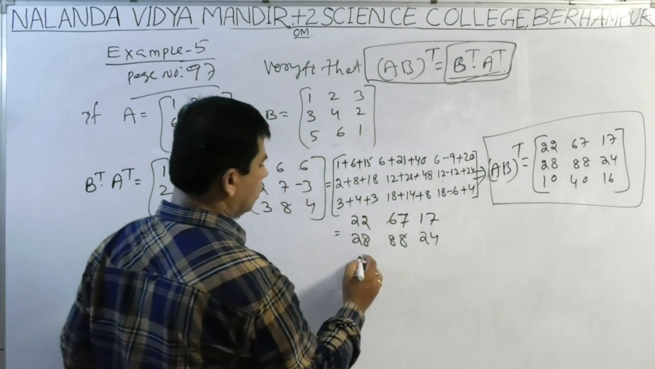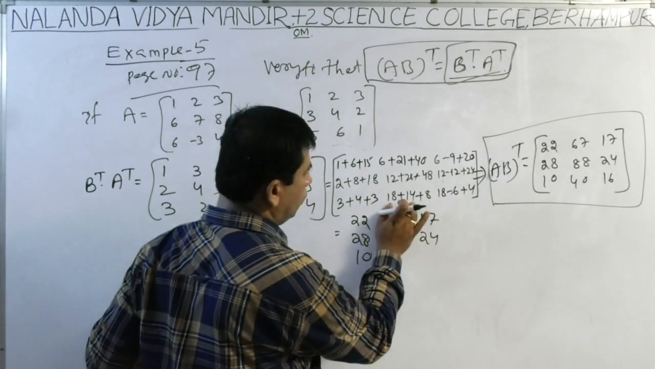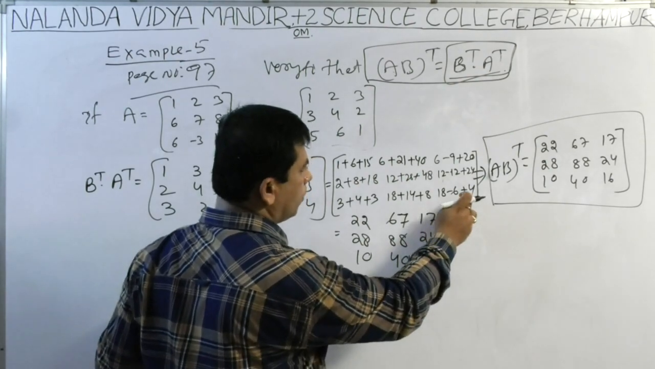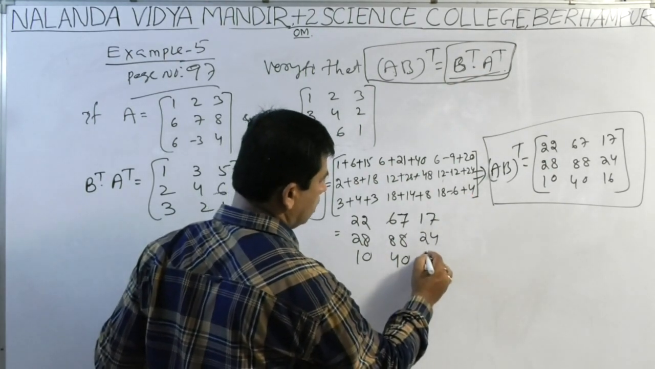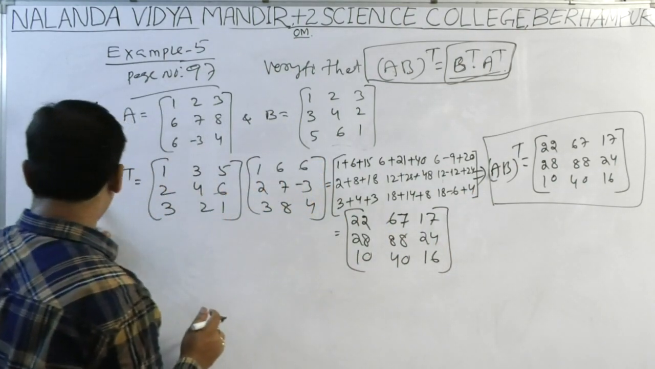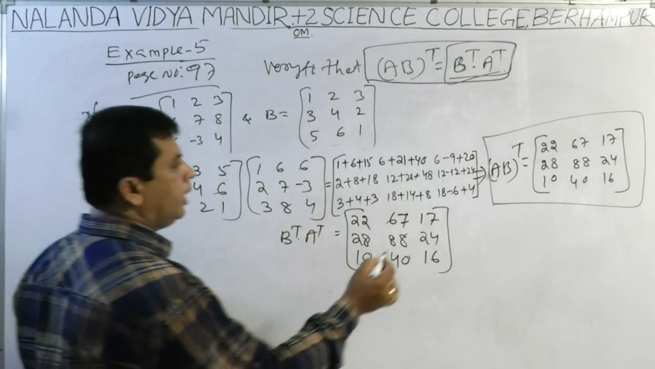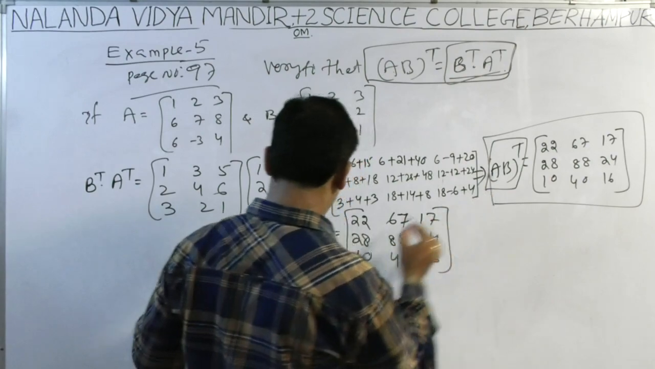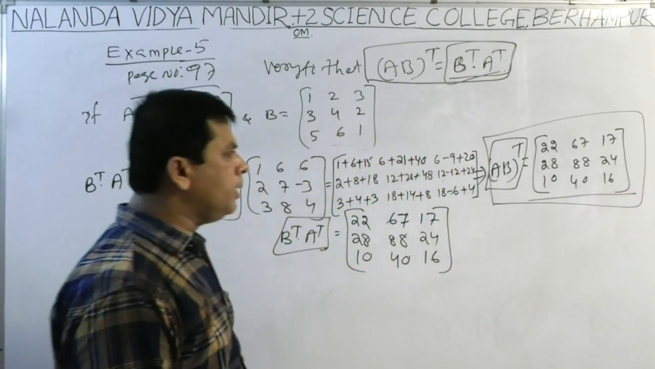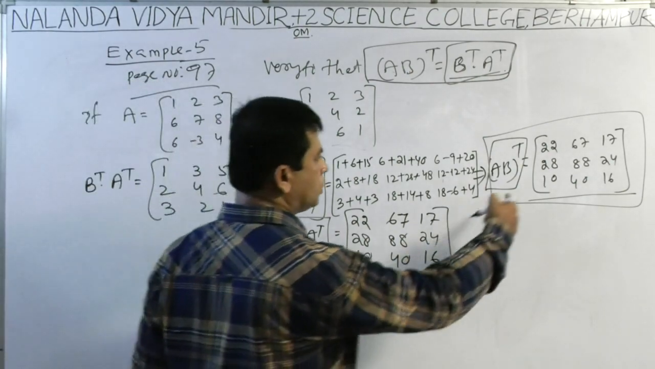3 plus 3 plus 4, that is 10. 18 plus 14, that is 32 plus 8, that is 40. 18 minus 6, that is 12 plus 4, that is 16. Okay, this is our B transpose into A transpose. We compare AB transpose and B transpose A transpose. This is our AB transpose and this is our B transpose A transpose. We compare these two matrices.